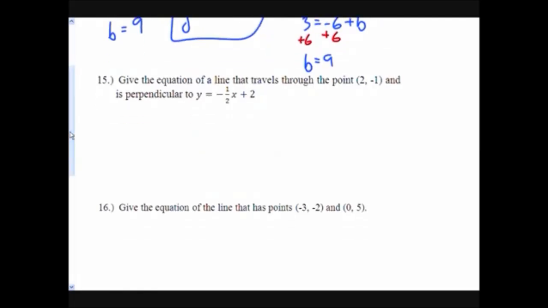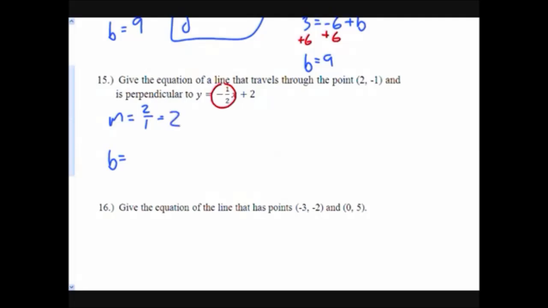Number 15 is very similar. We need to find the slope, we need to find the y-intercept, and we need to plug it in. Except this time it tells us that we're perpendicular to the line y equals negative 1/2 x plus 2. So this time the slope of this line is a negative 1/2. But since we're perpendicular, we want the opposite reciprocal. So instead of negative, it's going to be positive. Instead of 1/2, it's 2/1. Okay, so I change the sign and flip it, which is really just a 2.